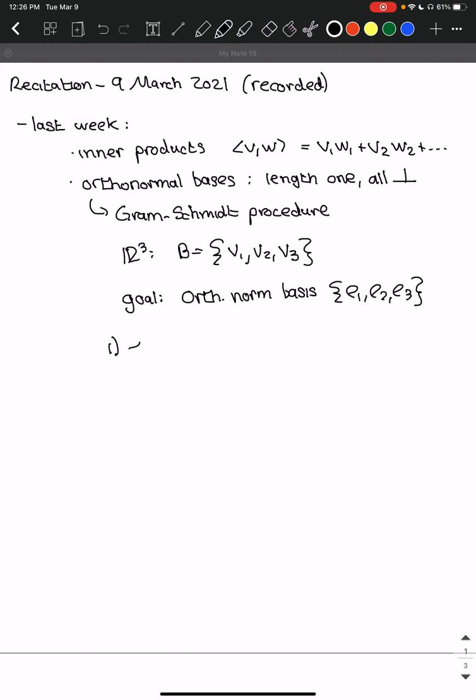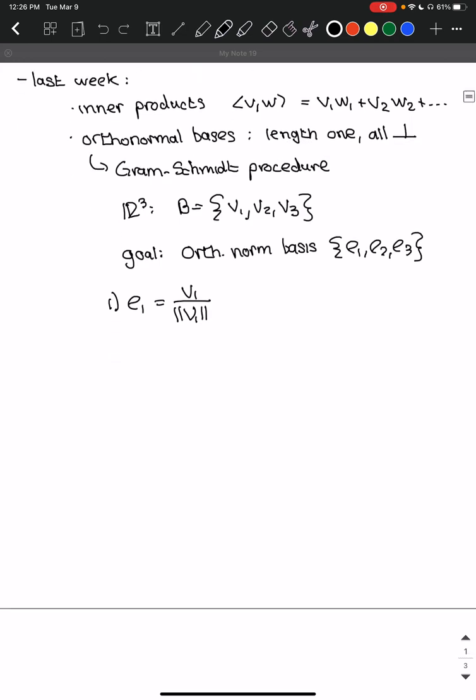So we know kind of how to do this. Our first step to find E1 is we just take V1 and we divide it by its length. So first of all, this gives us the length 1 that we need. And second of all, it's already perpendicular to itself, right? We don't need to worry about making sure it's perpendicular to anything else that we already have. So that's okay.